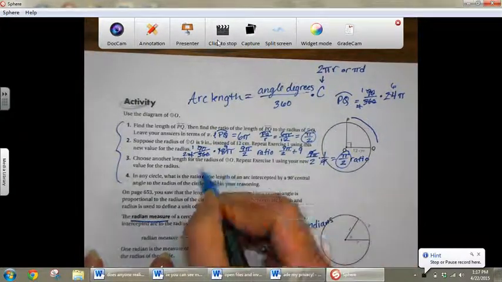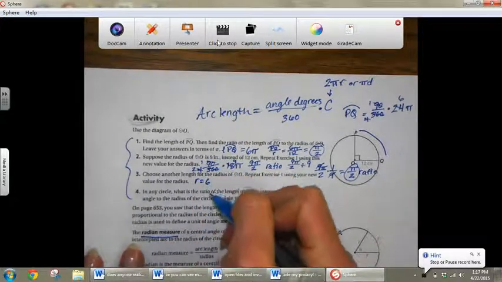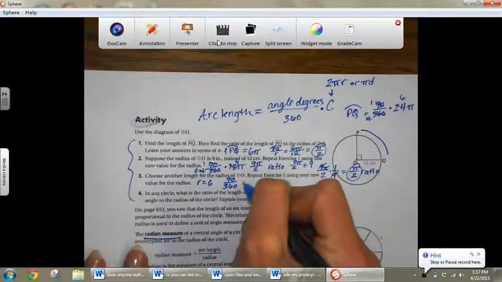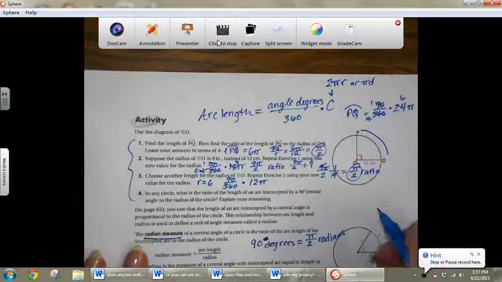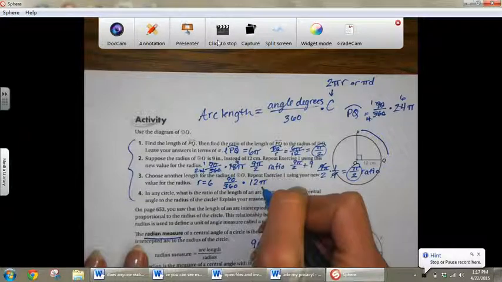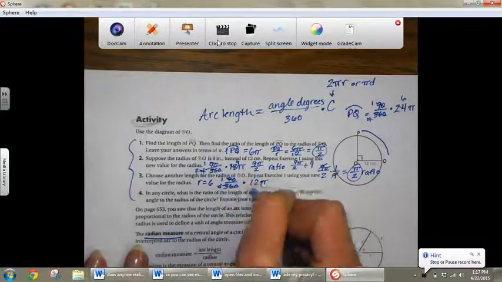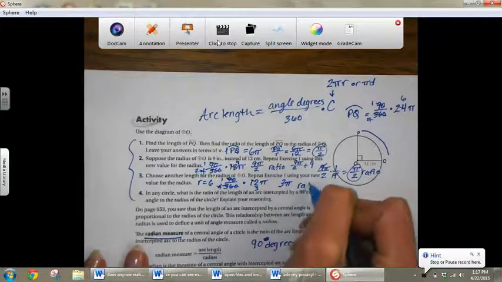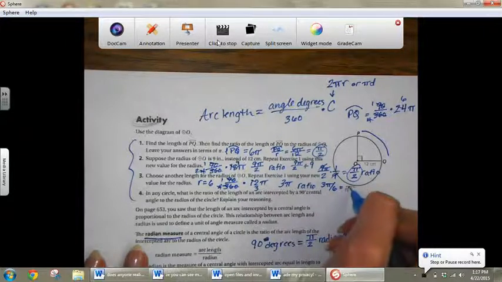If I choose another length for the radius, I don't know, I'm going to make the radius equal to 6. It would be 90 over 360 times 12 pi. 12 pi because that's the circumference, which is the diameter times pi. So 90 over 360 is 1/4. 4 cancels out with 12. I get 3. So I just get 3 pi. And then for the ratio, I would do 3 pi over 6, which ends up being pi over 2 again.